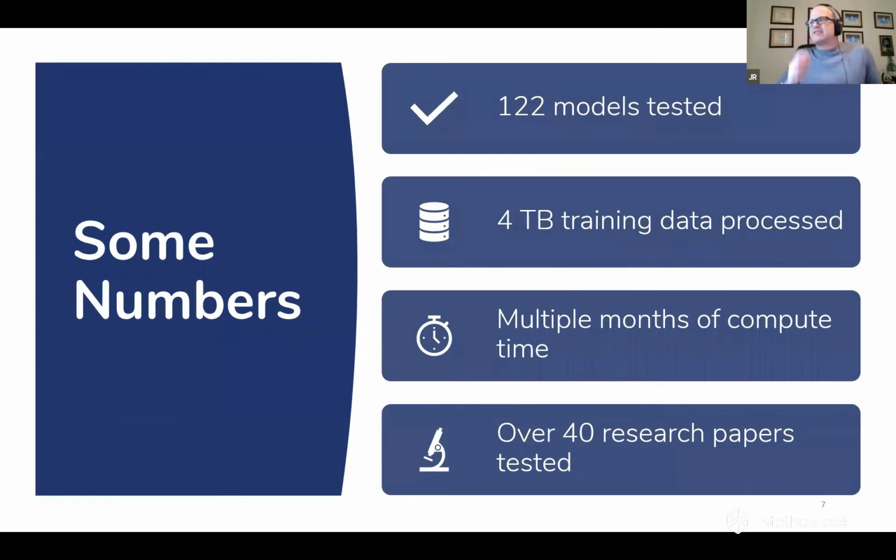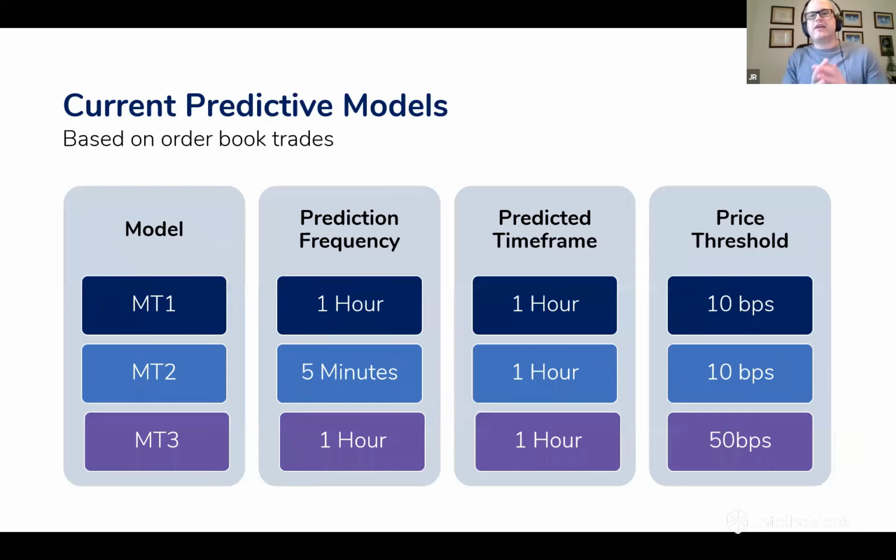For about 5-6 months, we tried over 120 models and 4 terabytes of training data, and had very little to show for it until the end of the year, when we hit a couple of breakthroughs that translated into 3 predictive models that we have in production today. One forecasts 10 basis point variations every hour on the hour, one forecasts 10 basis point variations 60 minutes ahead every 5 minutes, and one looks for a higher variation of 50 basis points. This is related to order book and trade information.